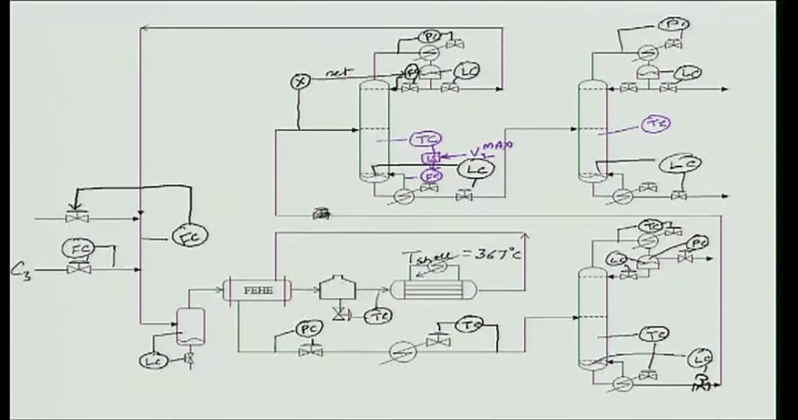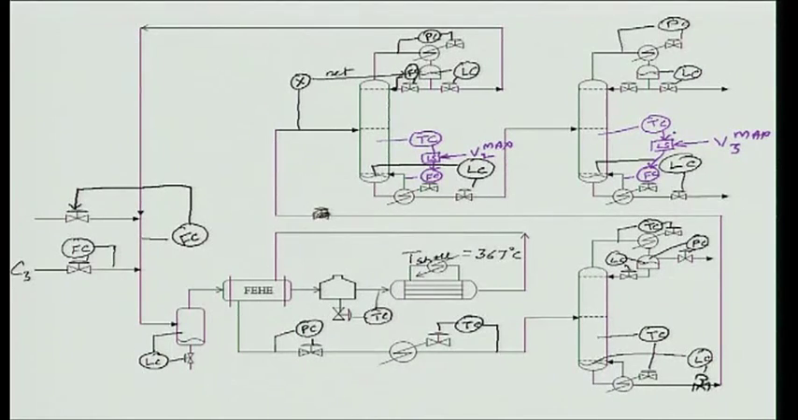Temperature controller goes to a low select, V3 max, and then I have a boil up controller, and the low select output is setting the boil up. Okay.